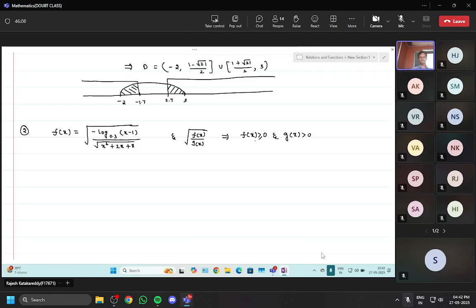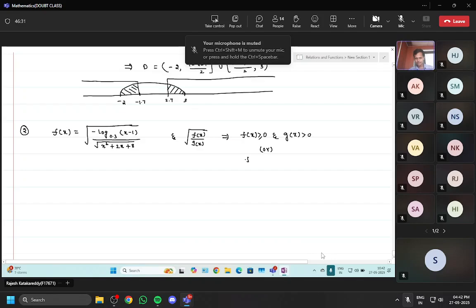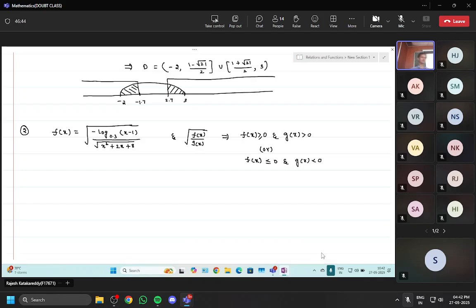Only one case you are considering. Imagine a situation when you are dividing two numbers. Real number A divided by real number B is positive, implies that both A and B are positive or both A and B are negative, right? So here again, this is one case, or you can also say that f of x is less than or equals to 0 and g of x is less than 0. Instead of breaking in this way, take them as two functions and then solve as a single inequality.